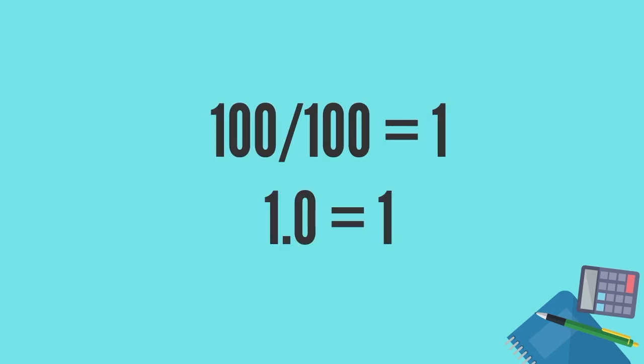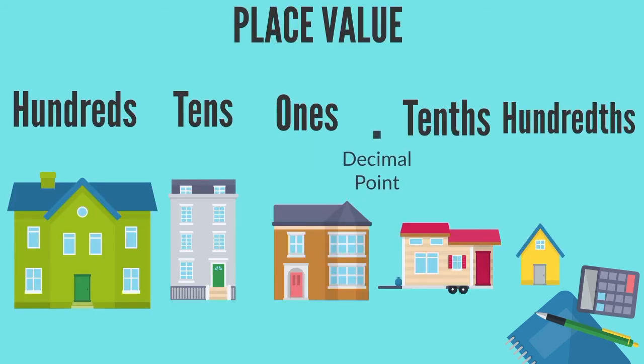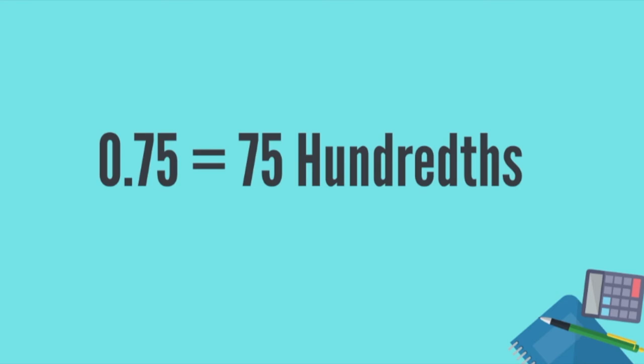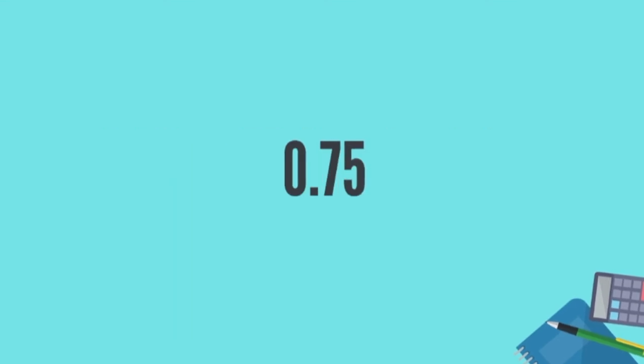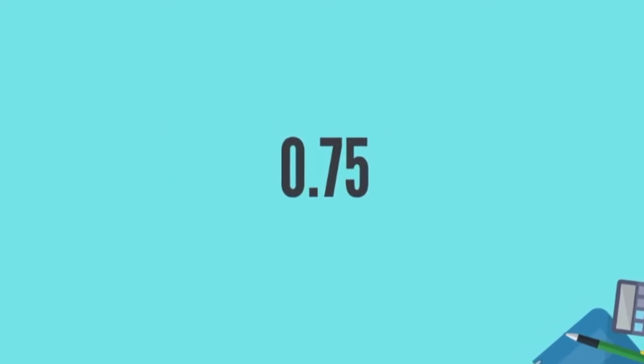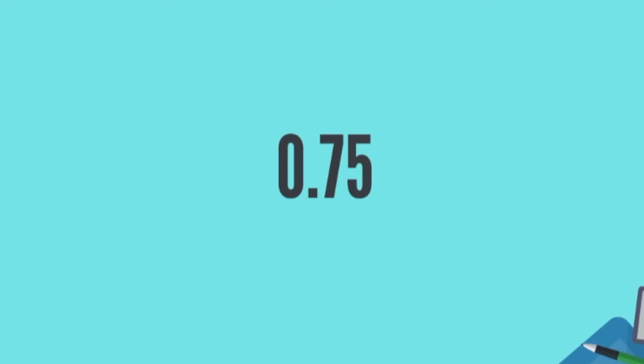Think about 100 out of 100 as being equal to 1 whole. We would write 1 whole as 1.0. Think back to when you learned about place value. How do you represent hundredths? It's this place right here. How many hundredths would 0.75 be? That's right, 75. In fact, some people would even say 75 hundredths as far as that number right there.